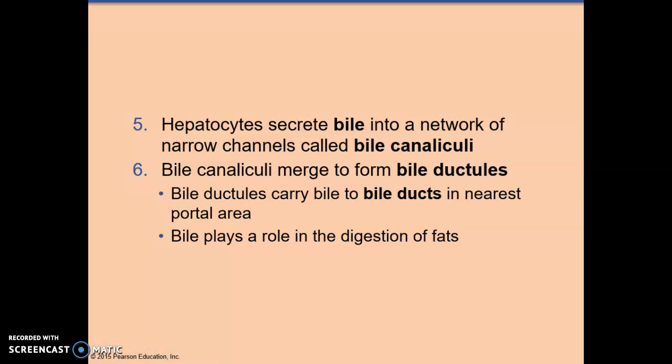and the bile canaliculi, and these merge to form the bile ductules, which then carry to the bile duct in the nearest portal area. Bile plays a role in the digestion of fats, and that role is it emulsifies fats. That is, it breaks larger pieces of fat mechanically into smaller pieces of fat so the enzymes can get around that molecule and digest it.